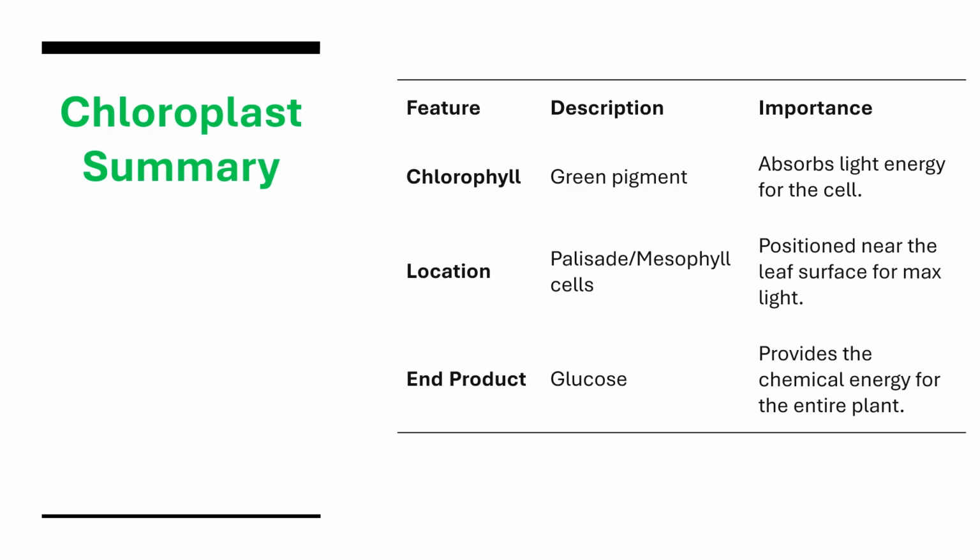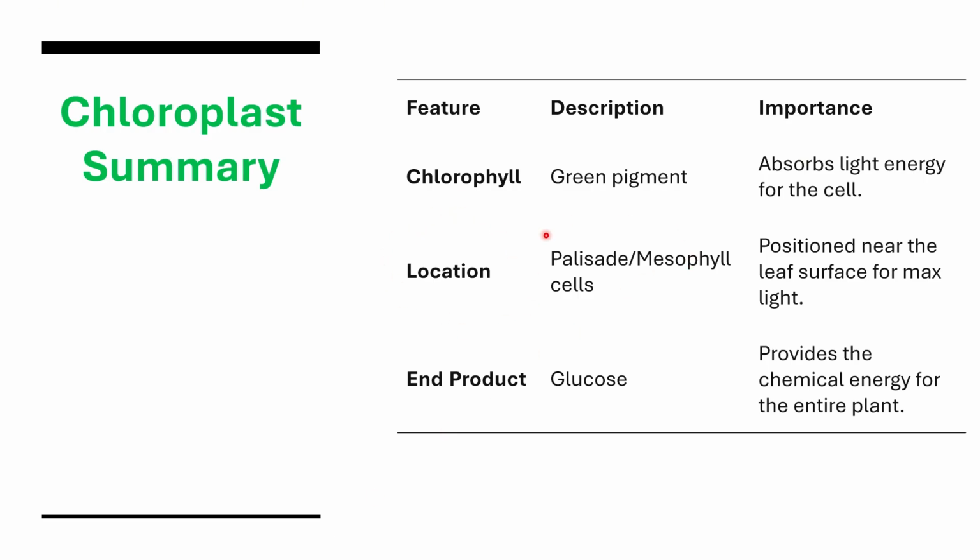First, we have the chlorophyll. As we have learned, this green pigment is the heart of the operation, heart of this function. Its importance cannot be overstated. It is the only molecule capable of absorbing light energy and starting the chemical chain reaction. Without chlorophyll, sunlight would just bounce off the leaf, and the plant would have no way to grab the energy it needs to survive.